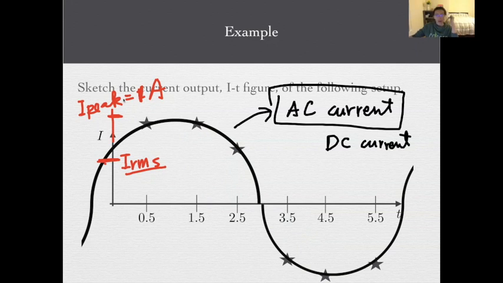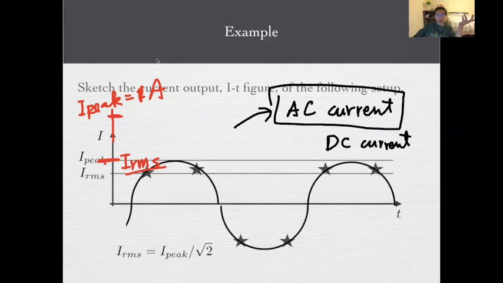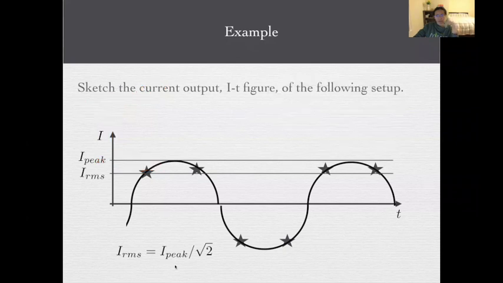Usually the current coming out of these power generators is a sine shape. So the root mean square has a very simple relationship to the peak current, which goes like this. The root mean square current is pretty much the peak current divided by square root of 2. This relation is only true for a sine shape of an AC current.